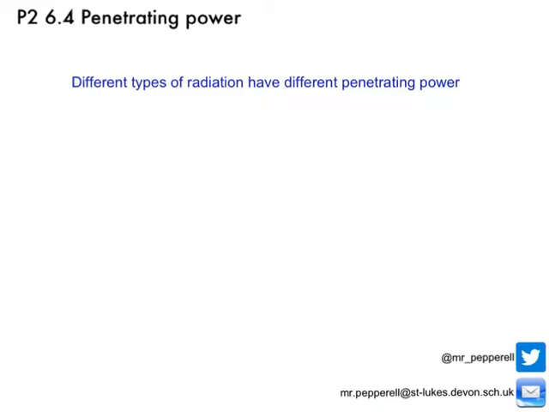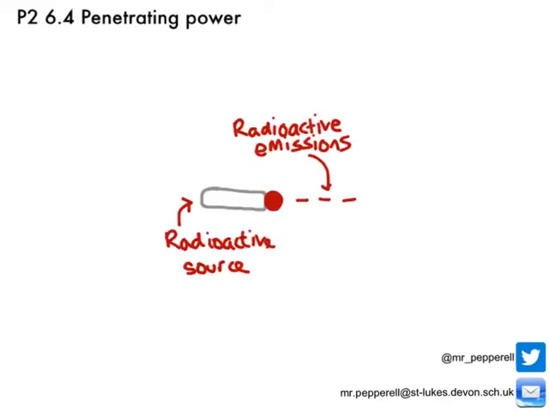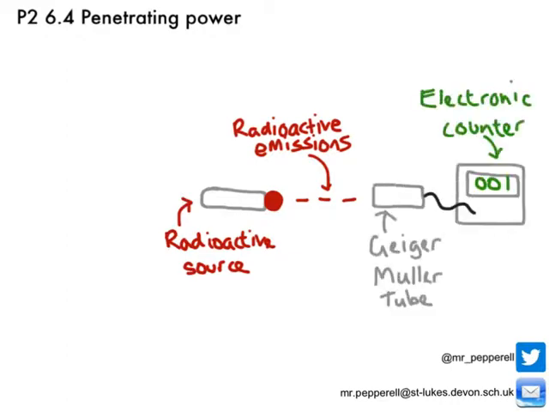So I know that different types of radiation have different penetrating powers, but to work out which one is the most powerful or can penetrate the furthest, I'm going to have to set up an experiment. I'm going to set up my radioactive source pointing towards my Geiger counter over here so that my counter can begin to take readings of the radioactive emissions.